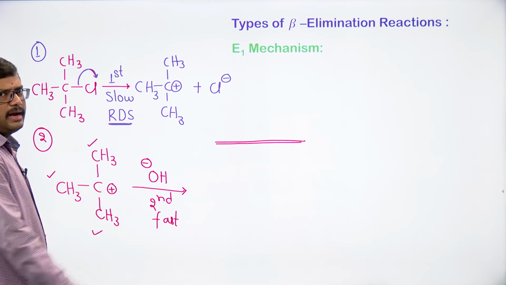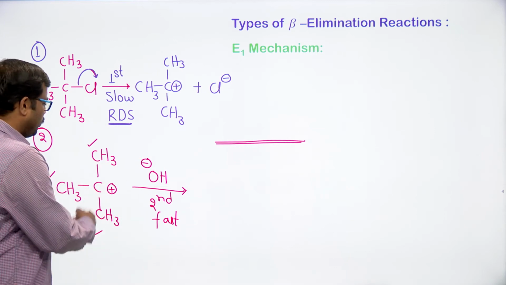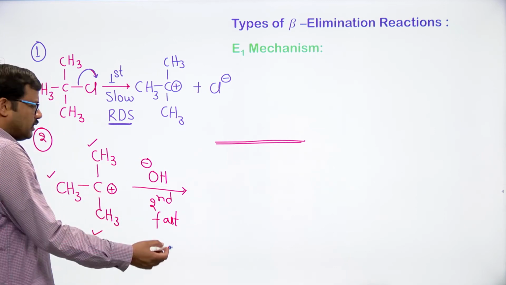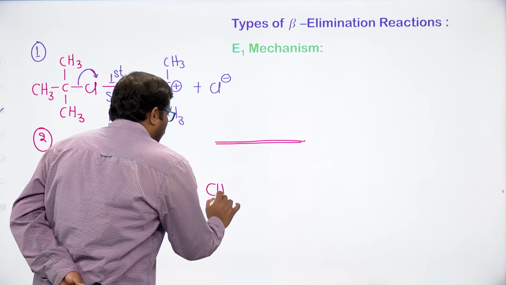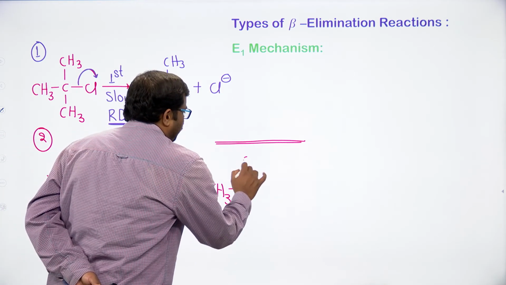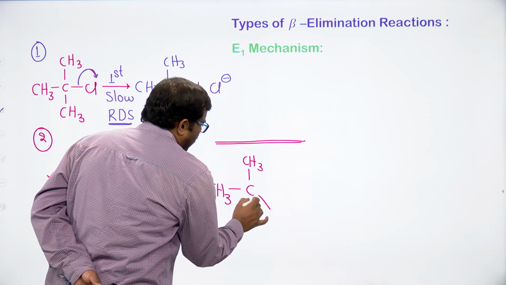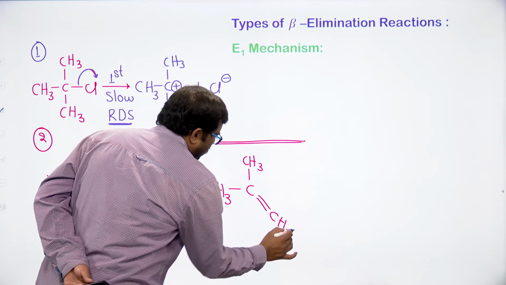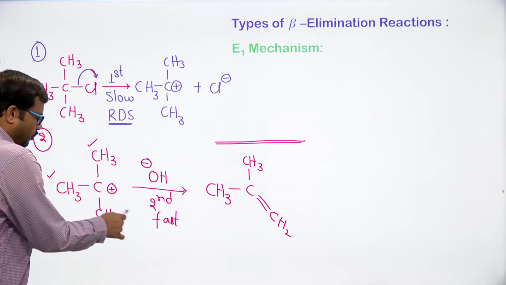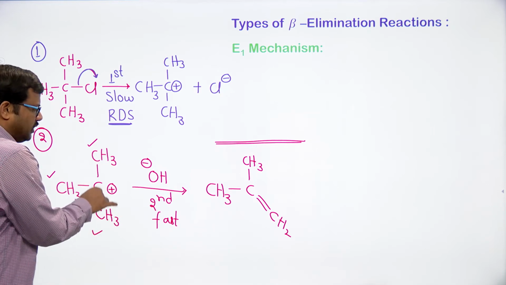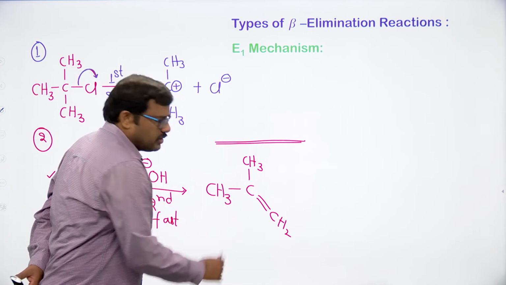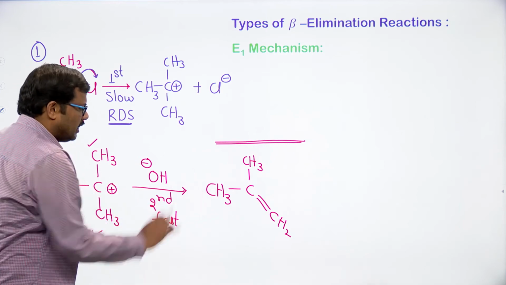From the adjacent carbon atom, the base is going to abstract the proton. Let us say this carbon is losing the hydrogen. In that case, what we are going to get is CH3 double bond CH2. Here, let us say hydrogen is removed and a bond is going to be formed between these two. So, a double bond will come in between these two carbon atoms. So, we are getting an alkene as a product.